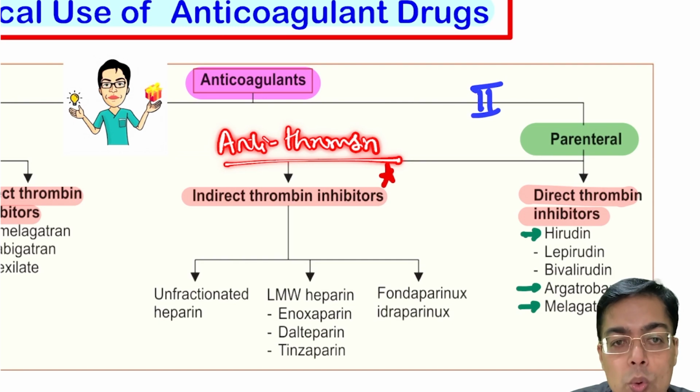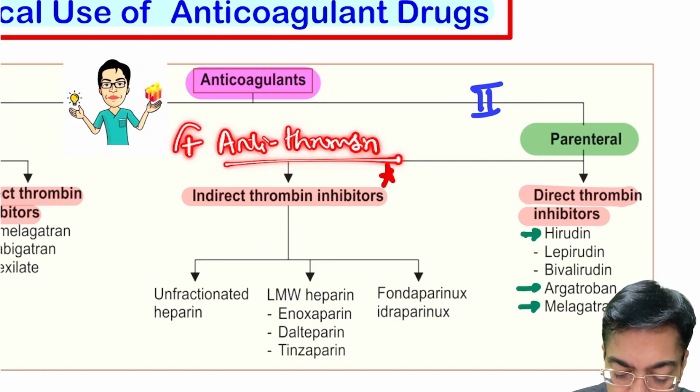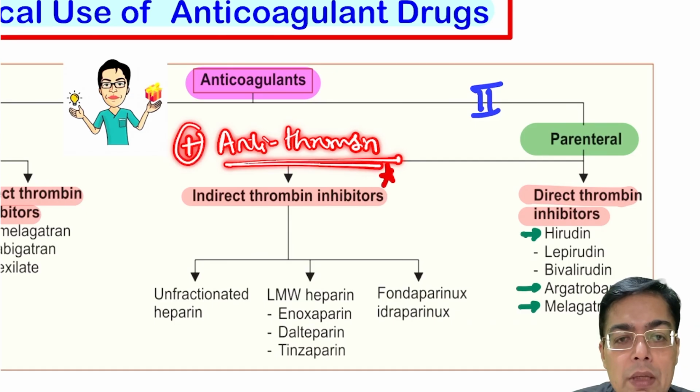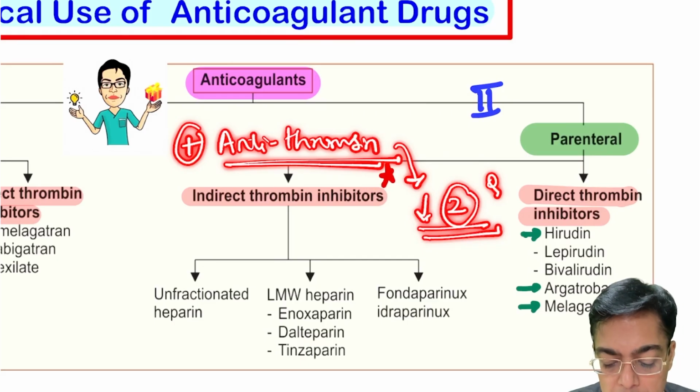So what will it do? It is not going to allow the activity of thrombin. So you are giving a medicine, a drug which does not inhibit thrombin directly, but increases the activity of the antithrombin protein. If you increase the activity of antithrombin protein, this antithrombin protein is going to decrease the activity of factor 2, or thrombin, and that is how it is going to work in the patients.